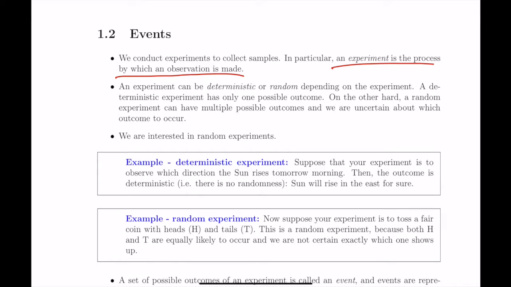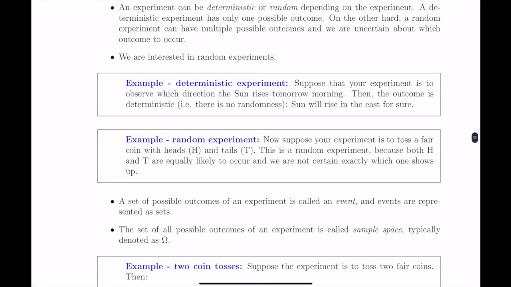On the other hand, if you're tossing a coin, let's consider a fair coin toss where either head shows up or tail shows up. Until you see what showed up, we are not certain about exactly what is the outcome. Such an experiment is called a random experiment.